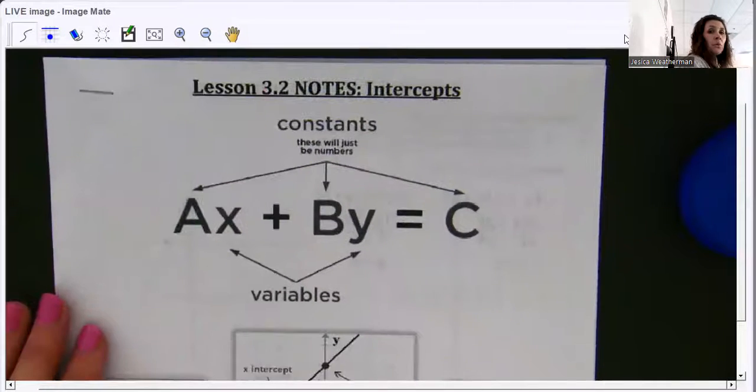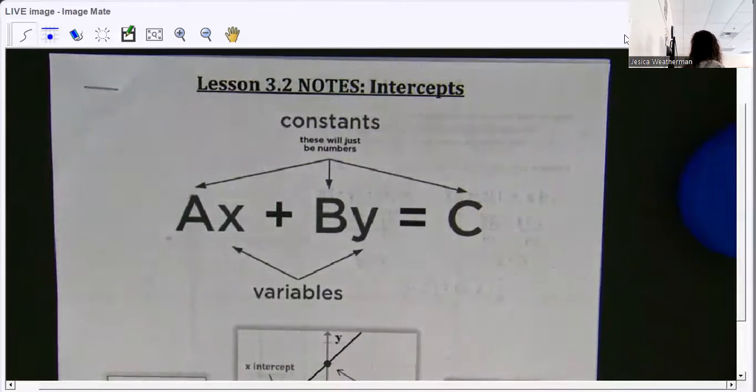So we're working on 3.2, which is intercepts. We've talked about how to graph an equation, how to graph from a table. And now what we're going to do is take an equation in a different form, find 2 points from that equation, and graph it. Some people think this is a lot simpler if your equation is already in a particular form.